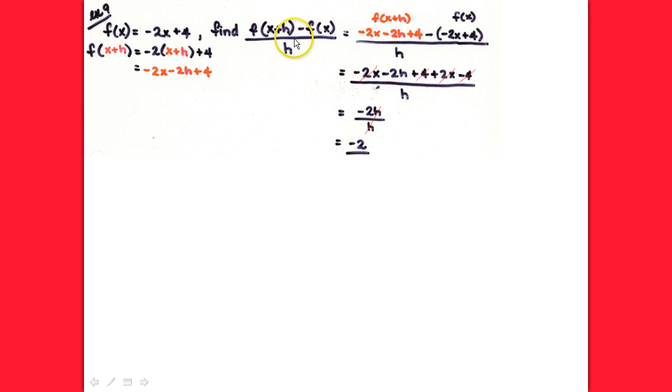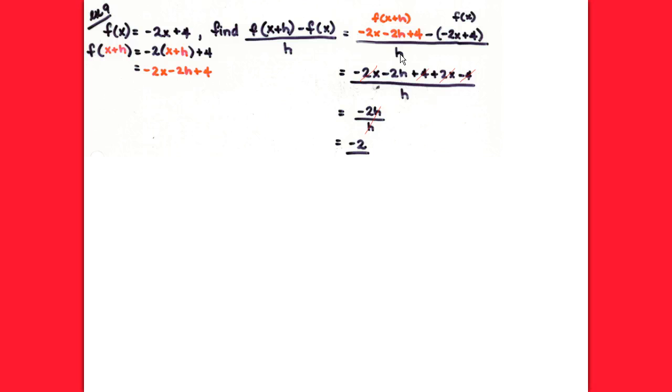Then it says subtract from that f of x. F of x was just my original function, right? f of x was negative 2x plus 4. So I'm just going to subtract that original function, negative 2x plus 4. And then it says divide the whole thing by h. So one more time, we're just following the pattern: f of x plus h, that's what we got in red, minus f of x, my original function in black, divide that by h. So we've got it set up.